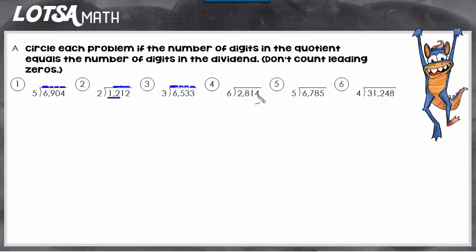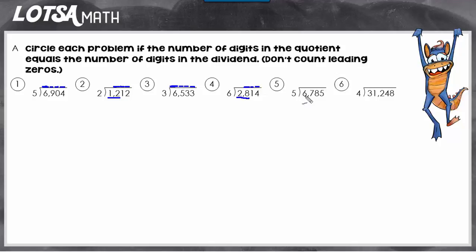Here we have 2,814 divided by 6. So we're going to start right here with the largest place value and ask ourselves, can 2 be divided by 6? And the answer is no. So we know that the quotient isn't going to start in the thousands place. And we're going to have to look at it as if it were 28 and ask ourselves, can 28 be divided by 6? And since that answer is yes, we know we can put our answer right there. And as soon as we get one digit in the quotient, we'll have a digit for all of the other digits in the dividend as well. So for this case, we would have a 3-digit quotient. So on number 5, we do the same thing.